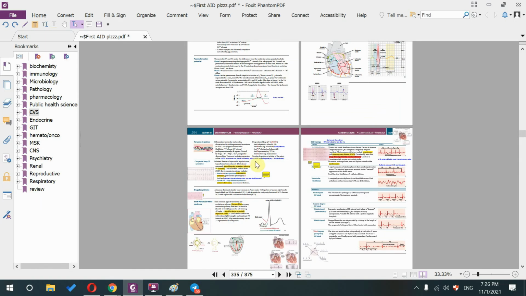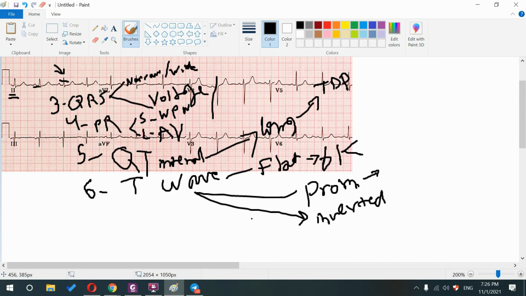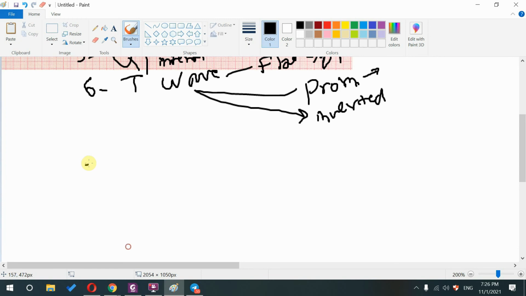Next. So back to this guy. You are done with the T wave. The last thing you must do is to check what? The ST segment. Okay, the ST segment you need to check. And when you check it, you need to be careful about something. What is the first point in the ST segment, guys?